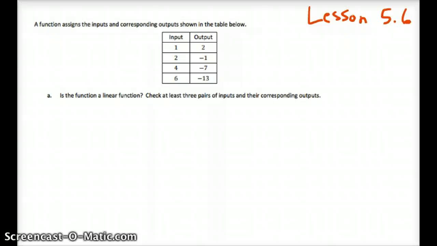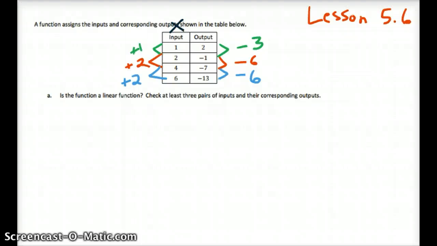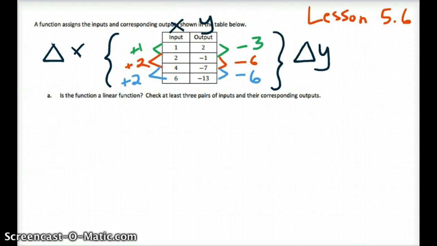A function assigns the inputs and corresponding outputs shown in the table below. So what I labeled was the rate of change for my inputs, which are x, and my outputs, which are y. So all these are the change in y, and all of these are the change in x's. And I found those by subtracting the first output from the second output.